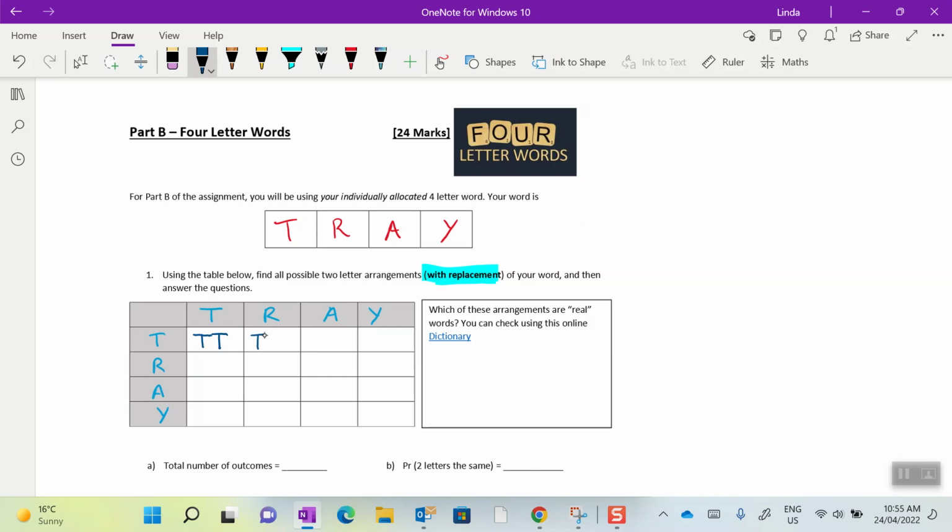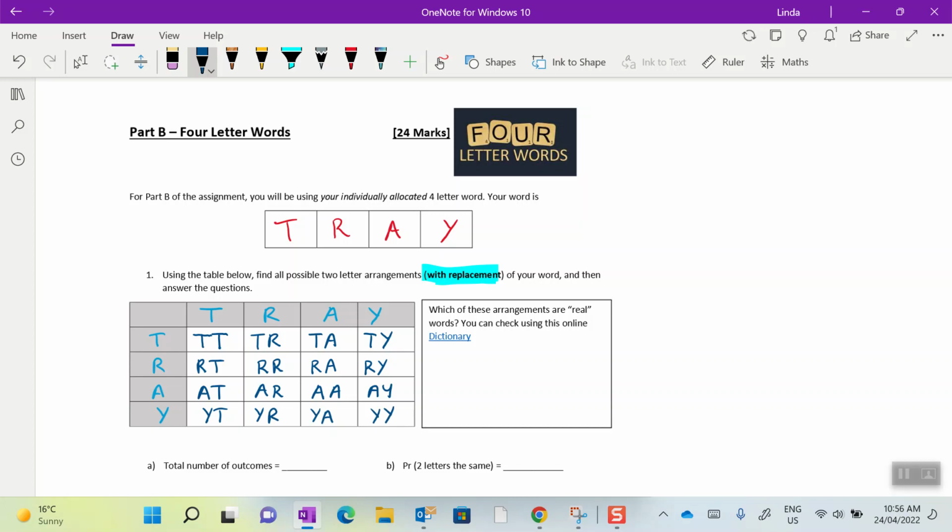I could have a T and then an R, a T and an A, a T and a Y. I could have an R first and then a T, an R and an R, an R and an A, an R and a Y, A and T, A and R, A and A, A and Y, Y and T, Y and R, Y and A, Y and Y.